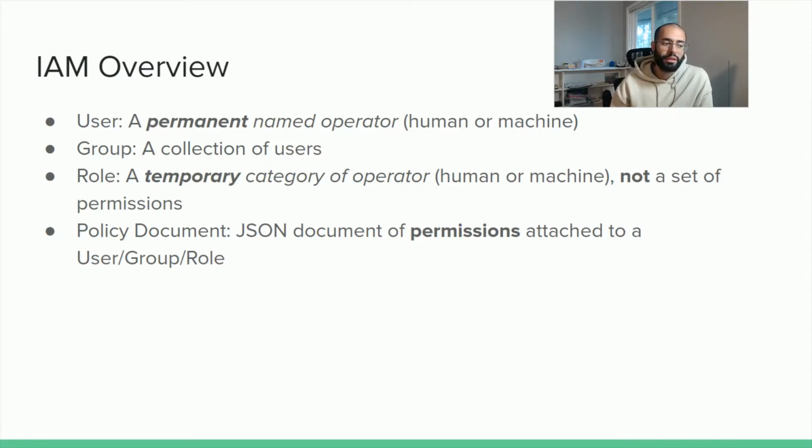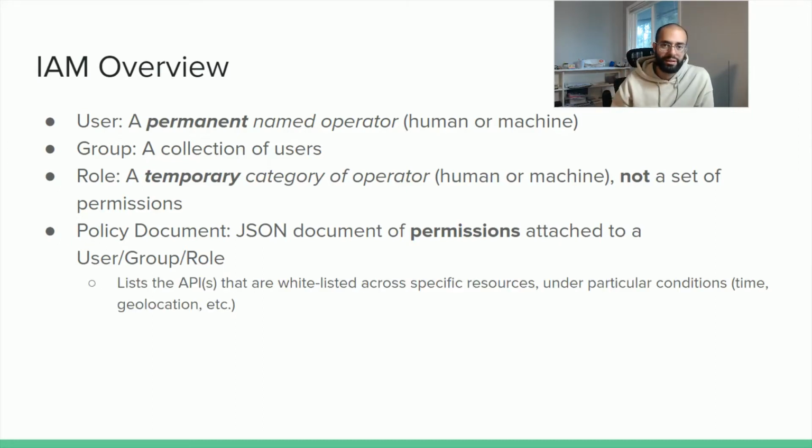Then we have policy document. A policy document is the set of rules or permissions that can be attached to a given user or group or role. That's actually delineated: this action under these circumstances are allowed and these ones are forbidden. So for example, it can list the APIs that are whitelisted across specific resources.